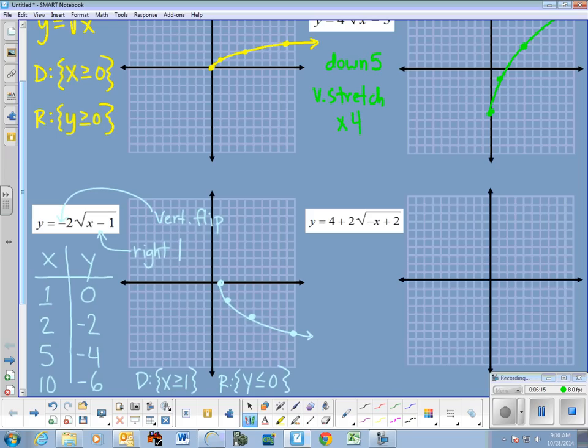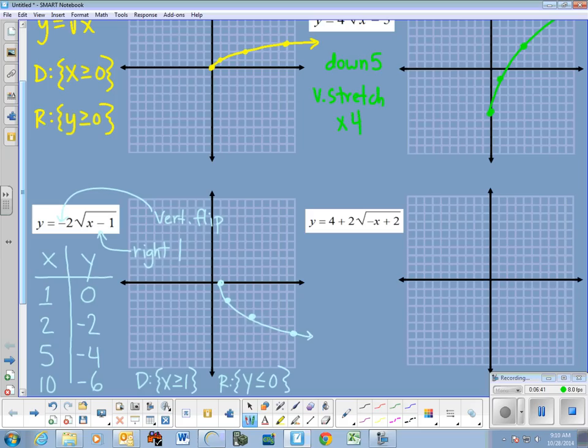Okay, domain, analytically, think about the square root. What cannot be under a square root? Negative numbers. So if under your square root you have x - 1, your x value has to be at least 1 in order to make x - 1 0 or bigger. Graphically, your original yellow graph got shifted 1 to the right, which makes my domain greater than or equal to 1, not greater than or equal to 0.